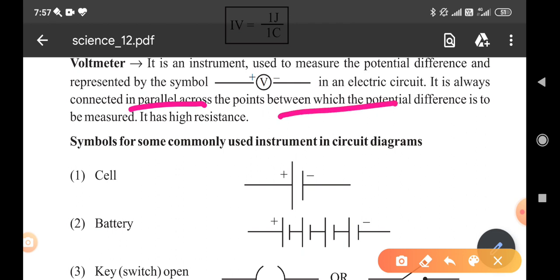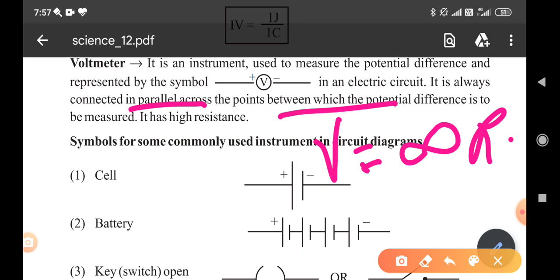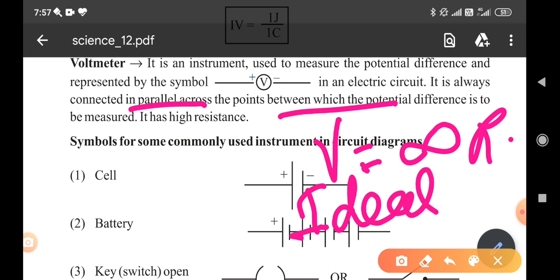One more thing about the voltmeter. If a voltmeter has infinite resistance, meaning extremely high resistance, then that voltmeter is known as an ideal voltmeter.